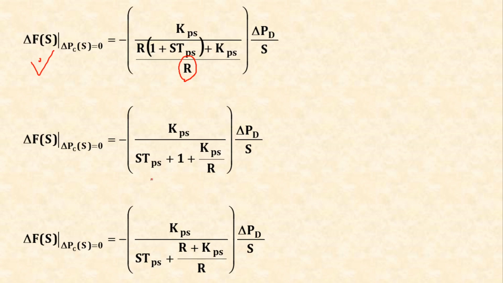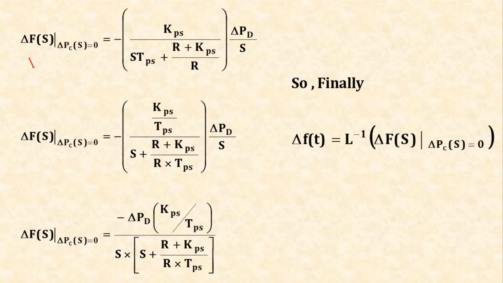Why will I separate this term? Because I want to separate the term with s and the term without s. Clear? That is why I will put the R into the denominator of individual terms. So this is our term with s and this is the term without s. So over here s into Tps, again I will take the R as LCM. So R will be multiplied with 1, so it becomes R plus Kps upon R. So this is the term with s and this is the entire term without s. So this is our final step.